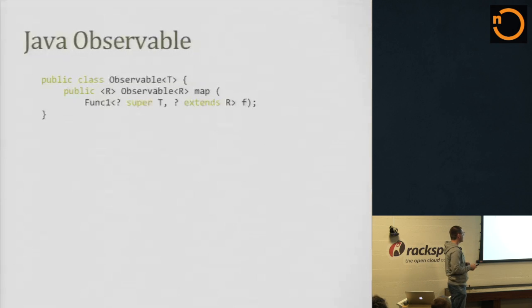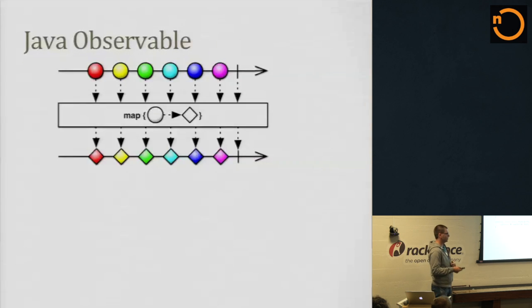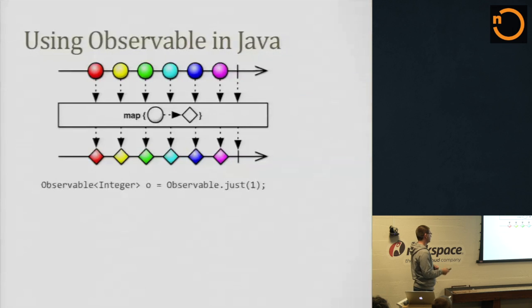So we've got a Func1 named f that we can map onto an observable of T. That produces an observable of R. What is a Func1? A Func1 is exactly what it sounds like. This is the Java way of representing that. It kind of simulates first-class functions. Here is the marble diagram. As we've seen before, we map an element of one type to an element of a new type.